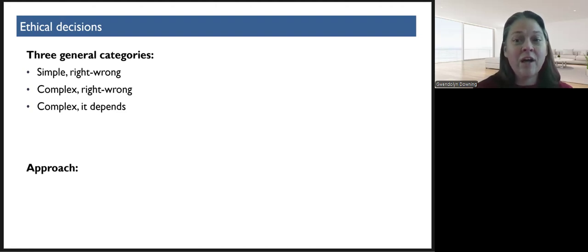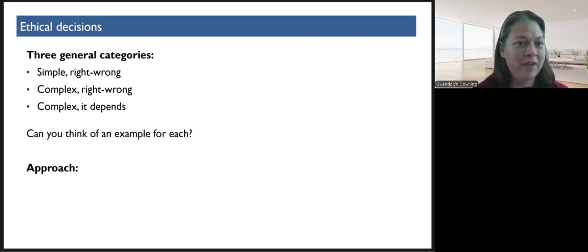Then we have it's complex, but at the end of everything, we still have what's right and what's wrong. And then we have complex, it depends. That if we got all our peers and colleagues together, we would get different answers. Okay. And then I'm not going to give you the answer to this, but can you think of an example to each?